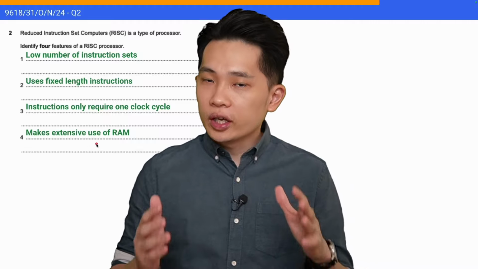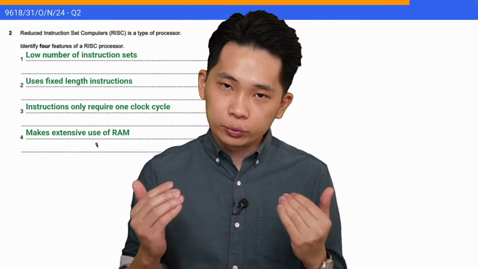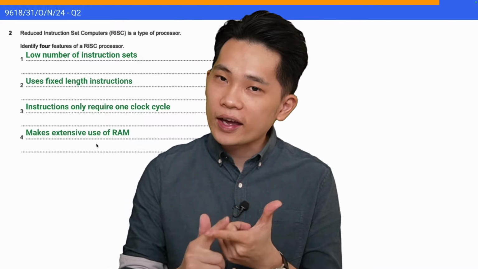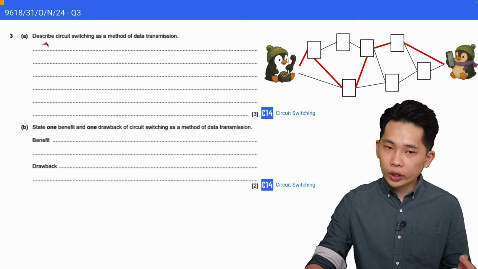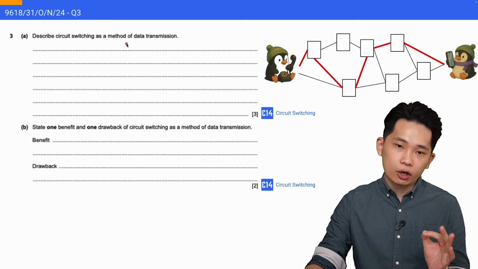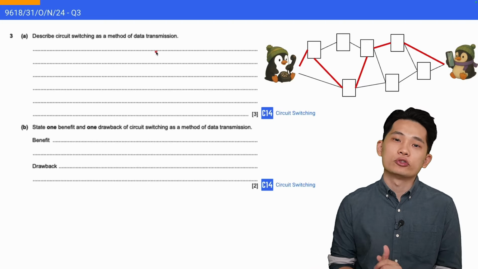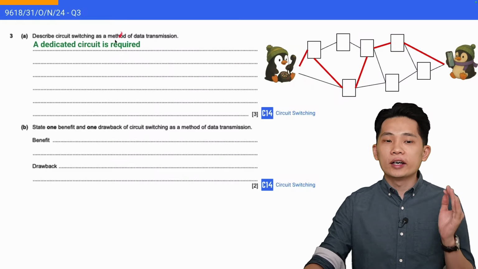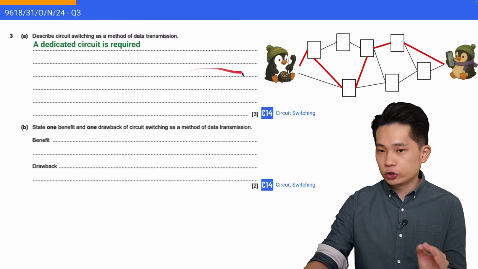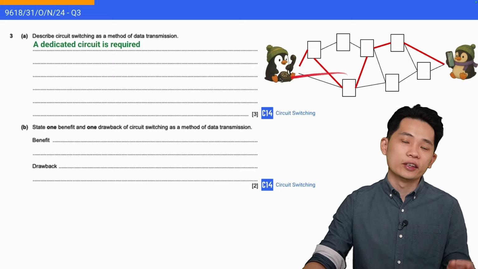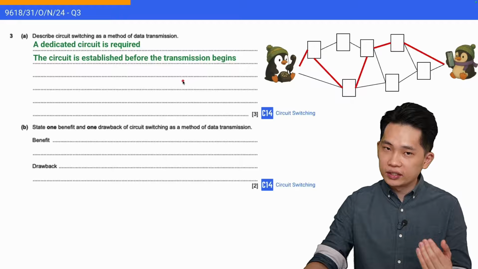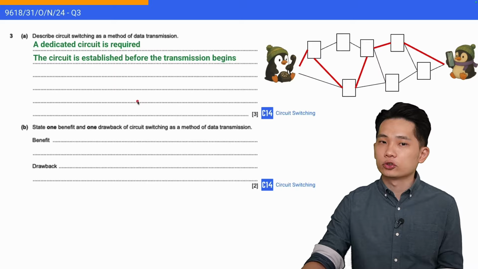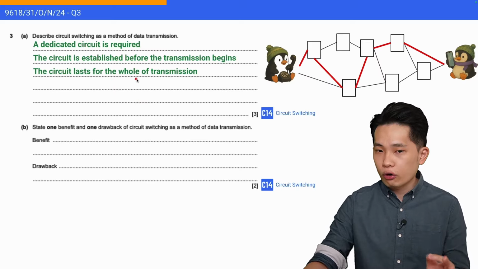For this question, if you memorize the definition and difference between CISC and RISC by heart, it's actually a 3 marks question. Describe circuit switching as a method of data transmission. Another definition question. First, we can write a dedicated circuit is required as shown on the red line on the right here. Next, the circuit is established before the transmission begins. And to get the last mark, we can just write the circuit lasts for the whole of transmission.